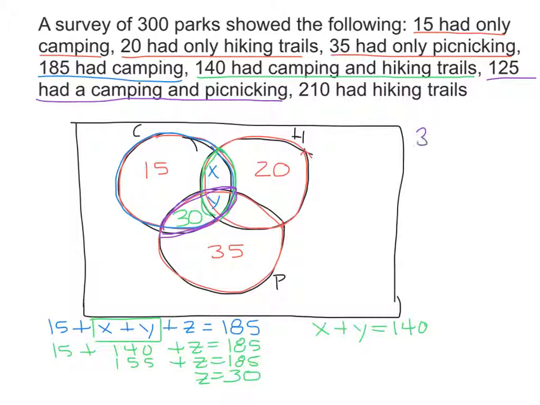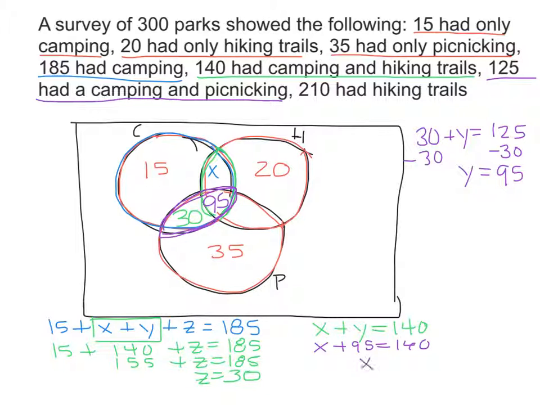So I know if I take the 30 and the Y together, that I should get 125. So if I subtract 30 from both sides, then that's going to tell me that Y has to be 95. So I can take out the little triple region, and I can call that 95. Now that's also going to let me figure out what the X is, because I know that X plus Y is 140. So if I take 140 and deduct the 95, I'll be able to figure out my X, which is 45. So I can take the little X out and put in 45.